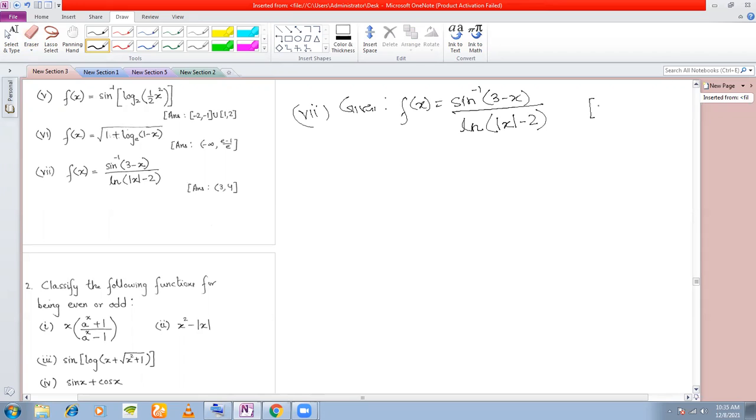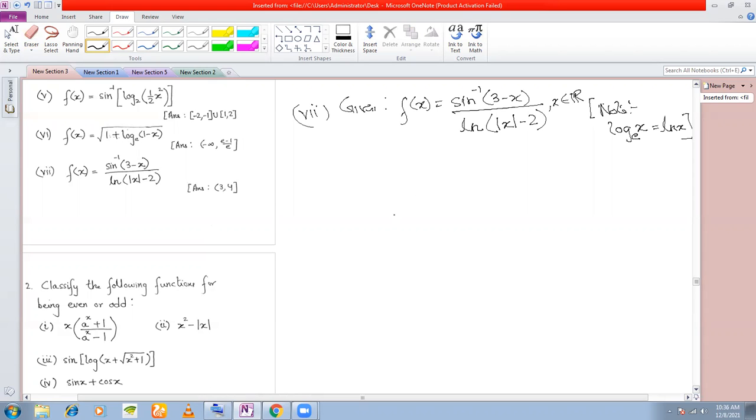Note: log x to the base e, natural log, is also written as ln x. Please note this. So whenever I write ln x, remember it means natural log. And x belongs to R, obviously. Nothing else is given. So what are the restrictions here?